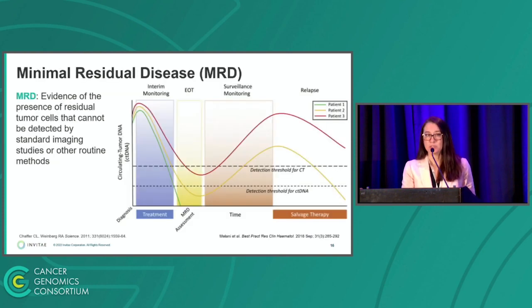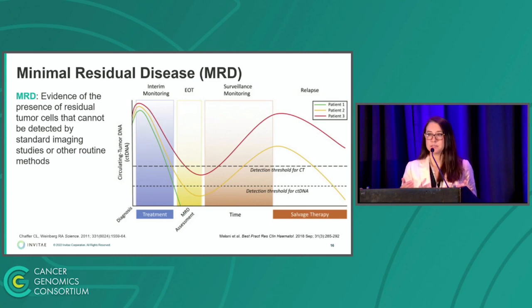Going back to this picture I showed you earlier, if you follow that yellow line that goes through the middle, you can see in that patient hypothetical example that the ctDNA threshold is hit before the CT scan threshold. So that difference concept is called a lead time.